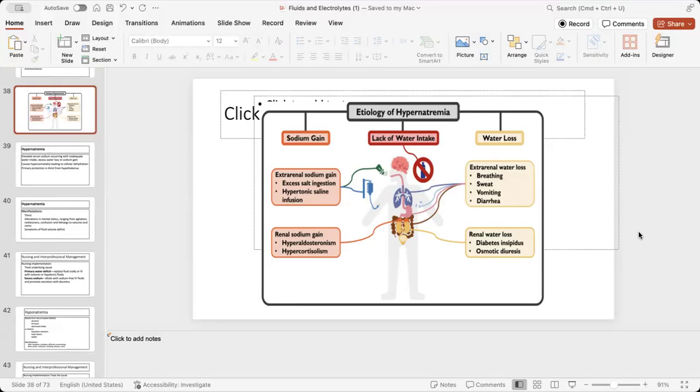hypernatremia, right? Too much salt. We take in too much salt. We don't take in enough water, right? We're dehydrated, but what we have left is our solute there. Or we lose excess water. What would be a hypertonic solution that could cause hypernatremia? 3% normal saline, right?